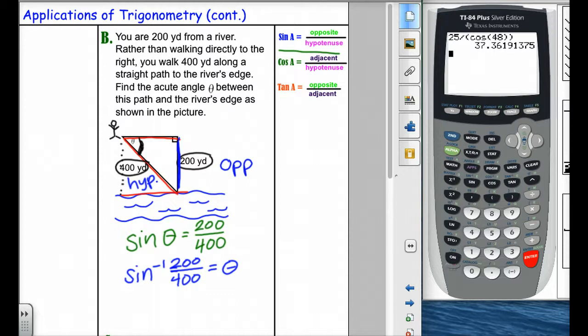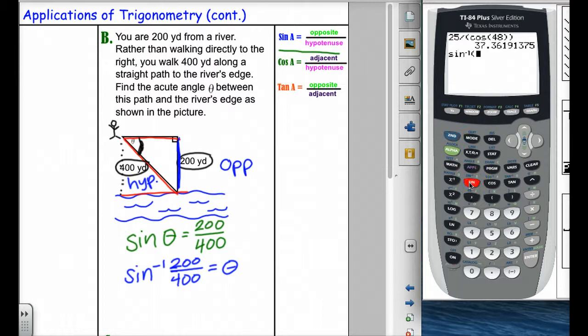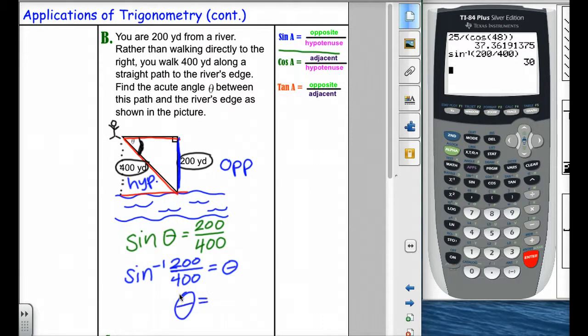Then if I put this into my calculator, I'm going to do the inverse sine of 200 divided by 400, close the parentheses, hit enter, and I get 30, which tells me that theta is equal to 30 degrees.